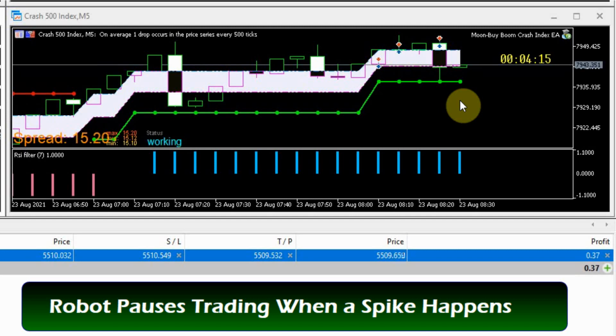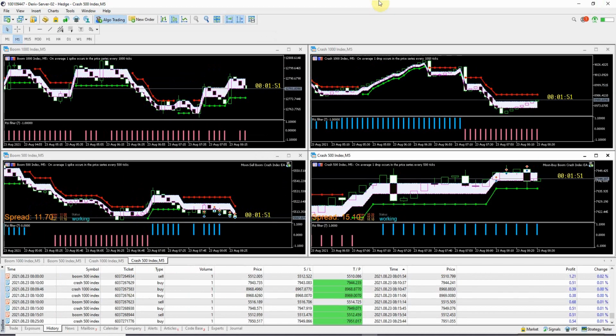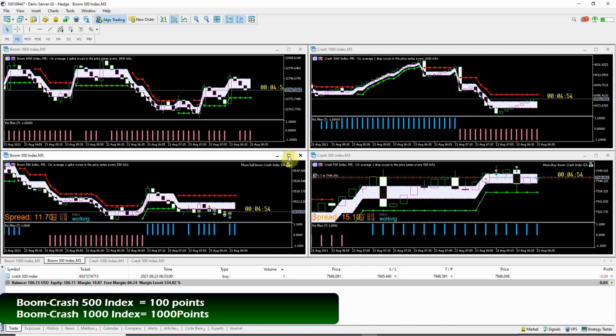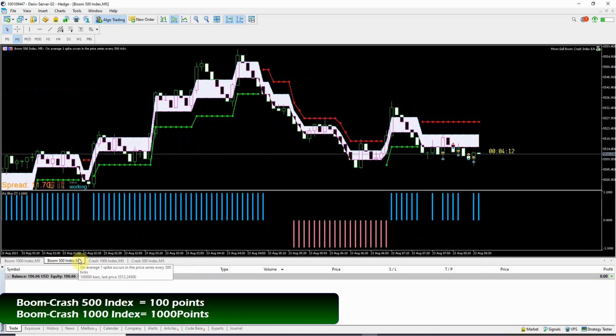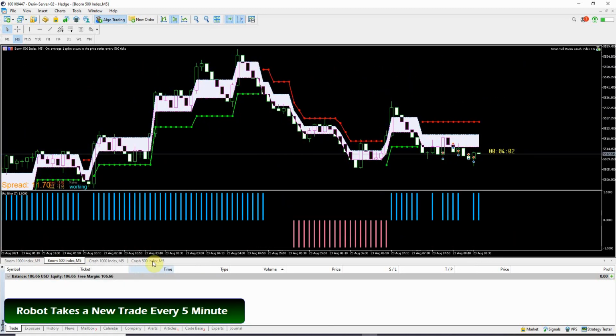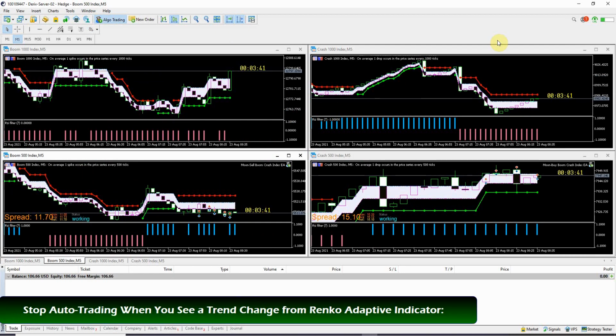The EA will execute a trade after trend is confirmed by at least one candle, to avoid getting hit by the spike twice. In boom 500 and crash 500 I set take profit to 50 points at least, and in boom 1000 and crash 1000 I set the take profit to 1000 points. I prefer using bigger lots instead of predicting big movements. Every 5 minutes look for perfect trend setups to run the robots. Pause auto trading when the Renko trend adaptive gives opposite trend pattern.